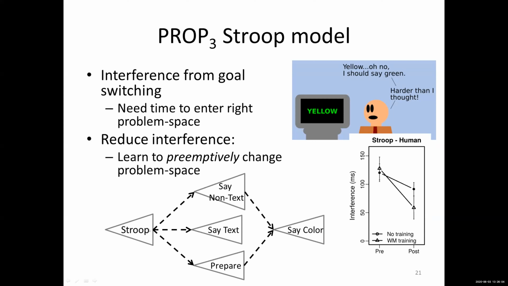You could choose to enter the say text problem space, and then you say what's written: yellow. Or if you are prepared to answer green, you can enter a maybe harder to access problem space that's not your default preference to actually say the color. And if you've trained your working memory skills, you trained yourself to prepare to enter the say color problem space as soon as you need to.